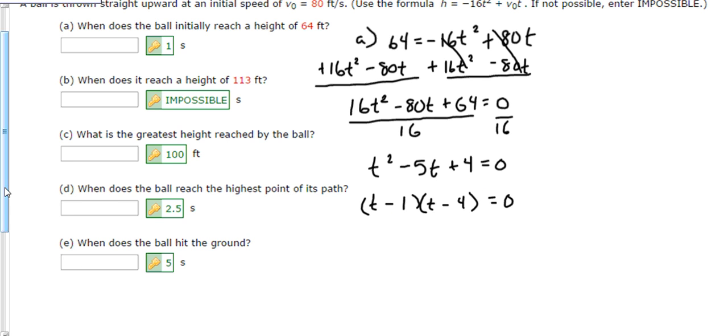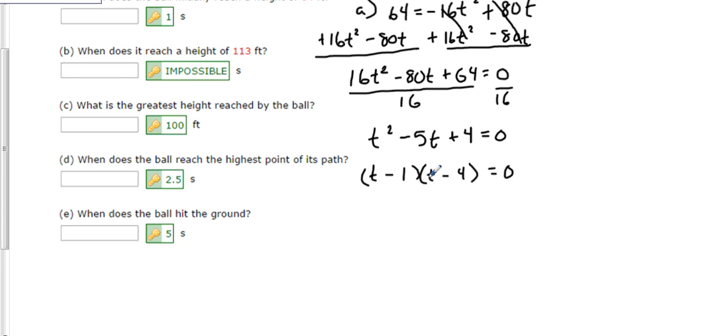We take both of these factors and set them equal to 0. So we have t minus 1 equals 0, and also t minus 4 equals 0. Now, if t minus 1 equals 0, we know that we can add 1 to both sides, and we get t equals 1. That would be seconds. If t minus 4 equals 0, we can add 4 to both sides and get t equals 4 seconds.